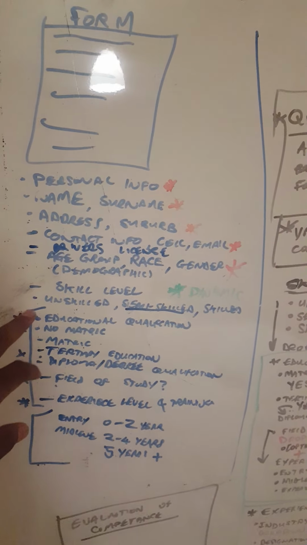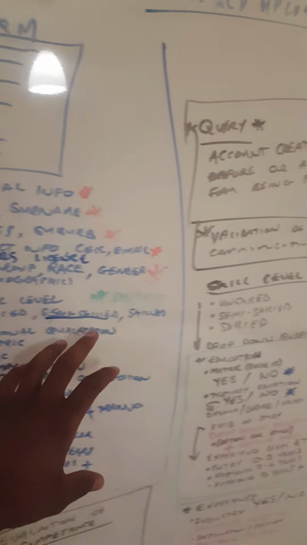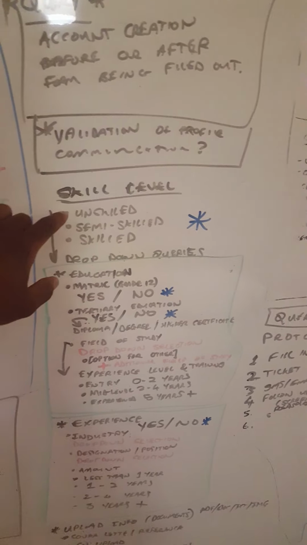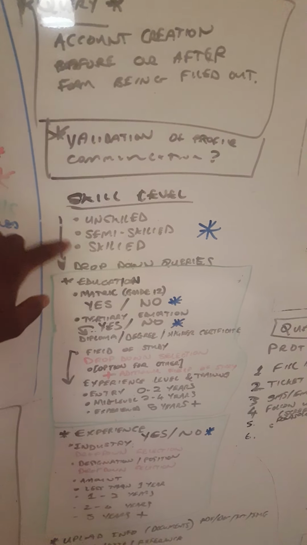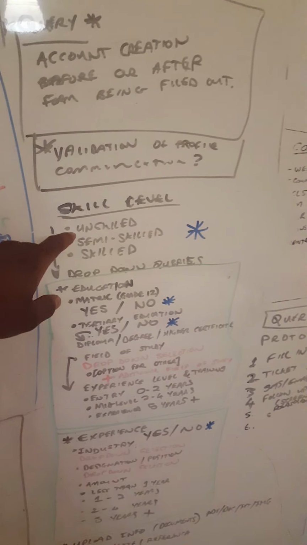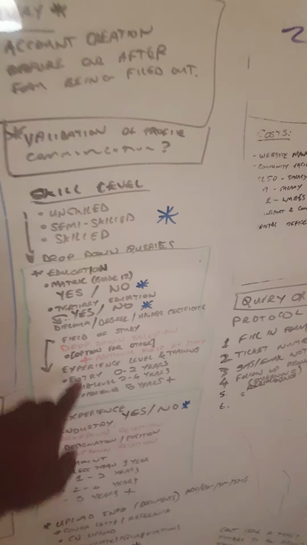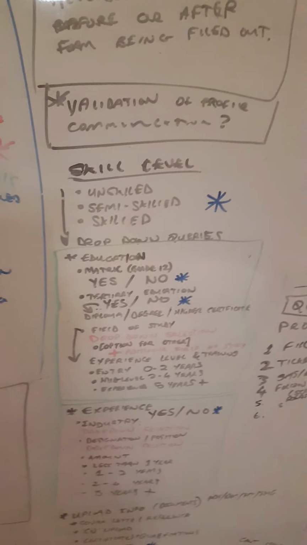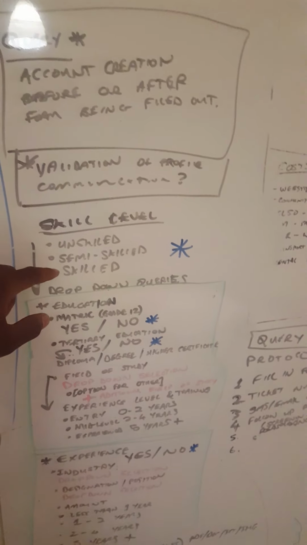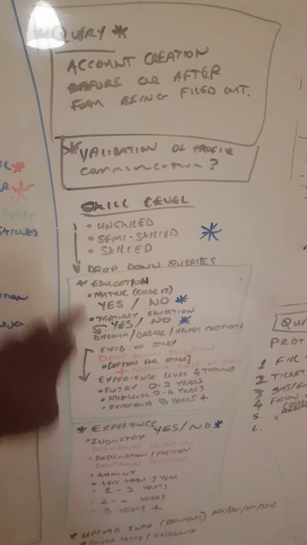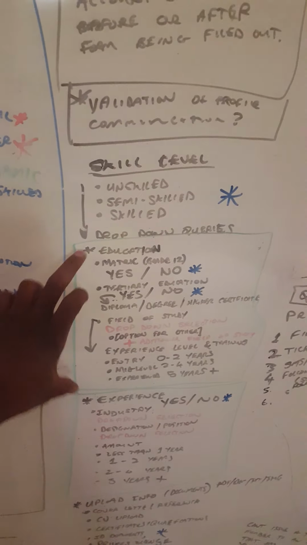Skill level. This is dynamic, so I've expanded on that. Under skill level, I want 3 options, and then a drop-down menu. It doesn't really matter which one they click. It's not actually related. That's a piece of information that we'd like to collect from the database. Skilled, semi-skilled, and unskilled.